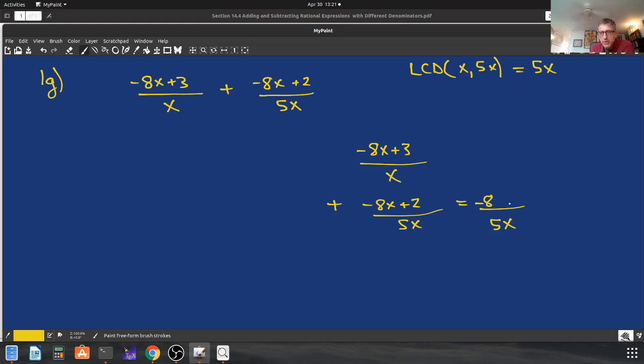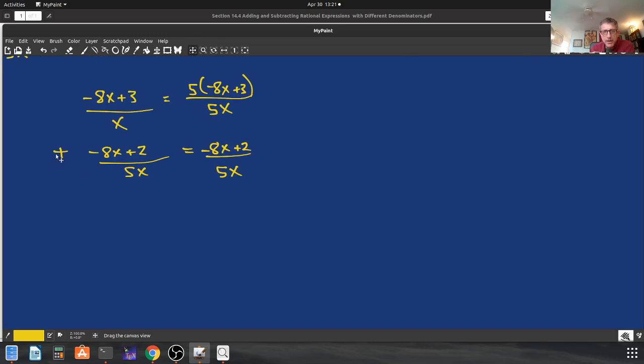So the bottom one doesn't change. And the top one, well, 5x divided by x is 5. So that's 5 times minus 8x plus 3. So there's going to be a little bit of simplifying at the end of this, but it won't be too bad. So remember, you always leave your LCD as is, factored. So 5 times minus 8x plus 3 minus minus 8x plus 2. So this needs simplification.